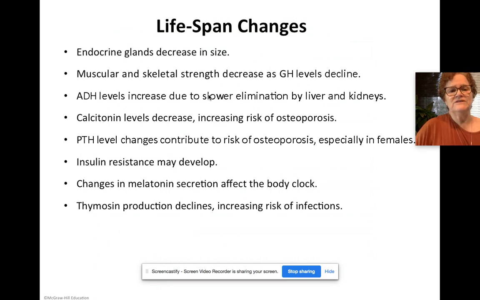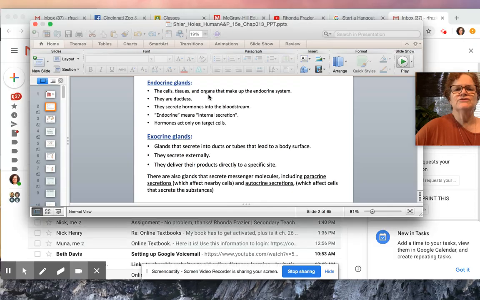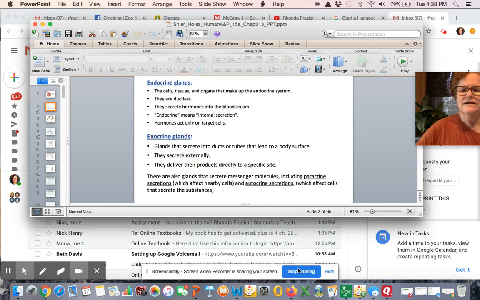Also, okay, the lifespan changes. So how is your body going to change over time related to your endocrine system? And there you go, guys. Those are the notes on the endocrine system.